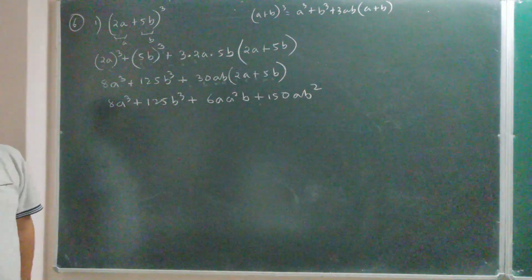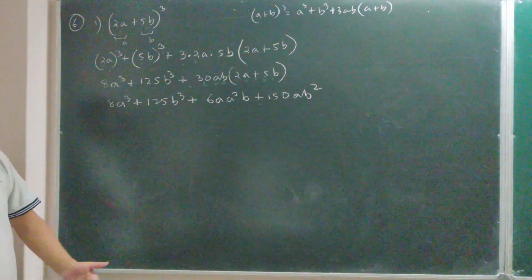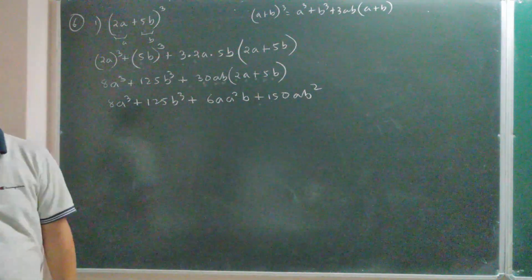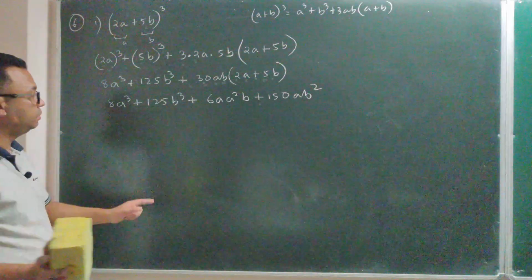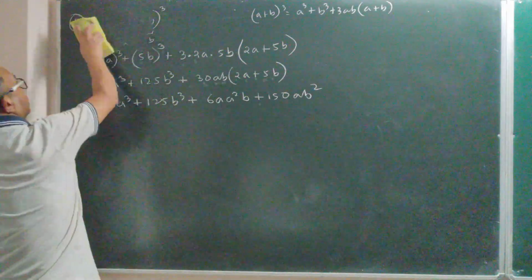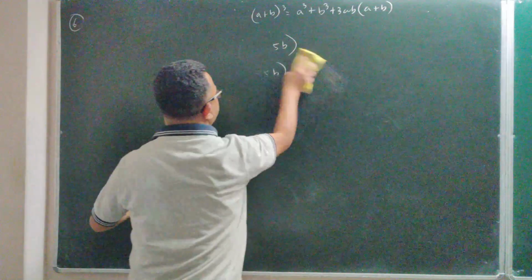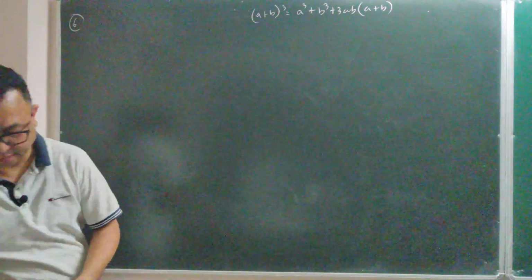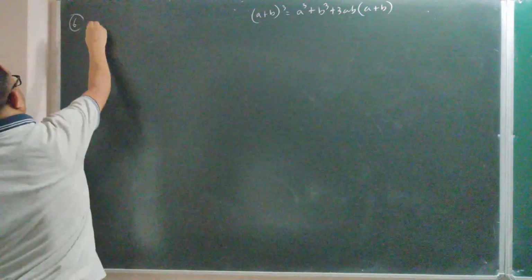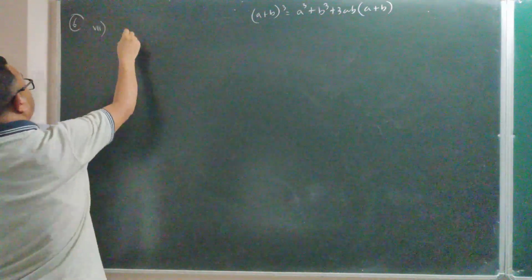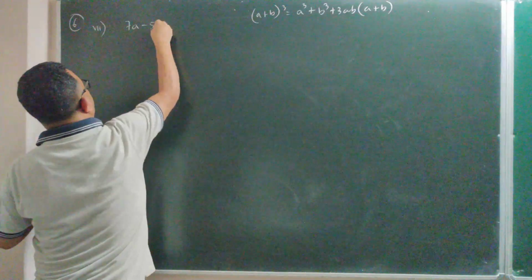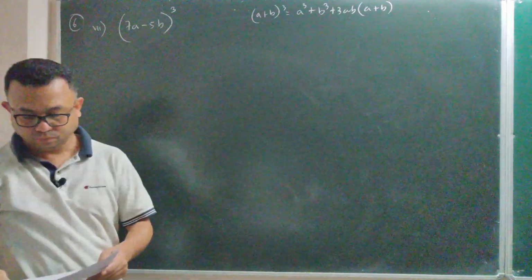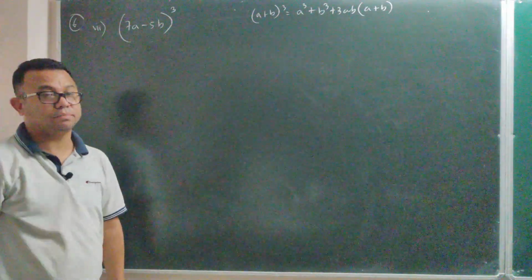So this is for plus, everywhere there is plus. Now if there is a minus, everywhere there will be minus. Okay, then let me show you one minus one. So let me rub this and do it. For 6, where you have a minus, here at number 7 you have 7a minus 5b whole cube.